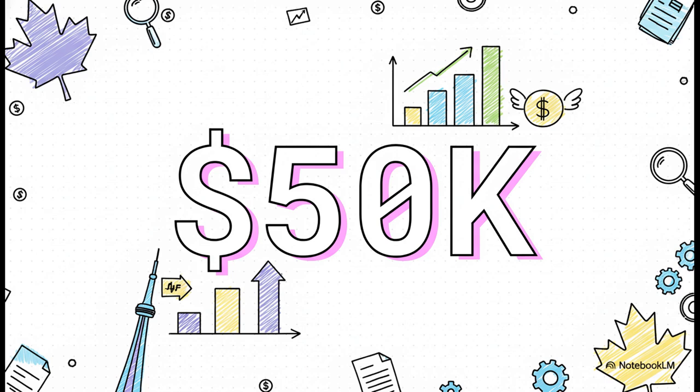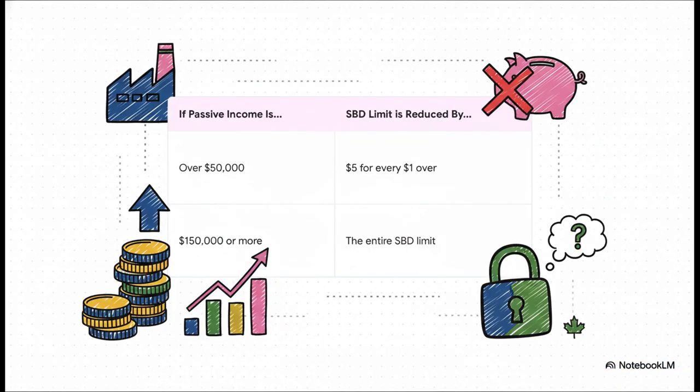If a CCPC and its associated corporations earn more than this in a year from stuff like rent, interest, or portfolio dividends, it starts to eat away at their small business deduction for the next tax year. This table shows you exactly how it works. For every single dollar of passive income over that $50,000 mark, the $500,000 SBD limit gets reduced by $5. So you do the math. At $150,000 of passive income, the SBD is completely gone for the year.